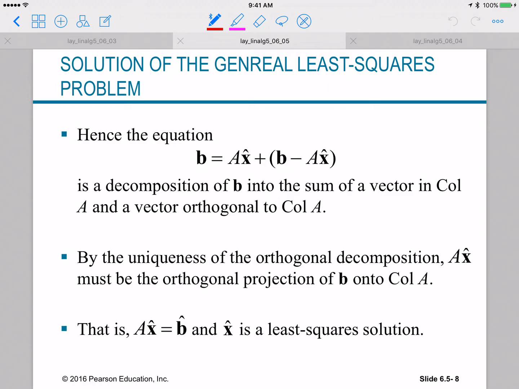Now let's think about this representation. We have a B, and then we have the projection of B onto the column space of A, and then we have some residual vector, for example R. This is called Ax, and this is actually B minus Ax, right?